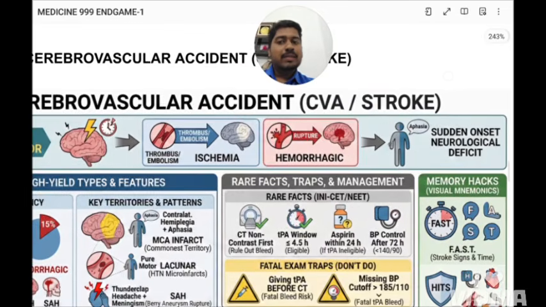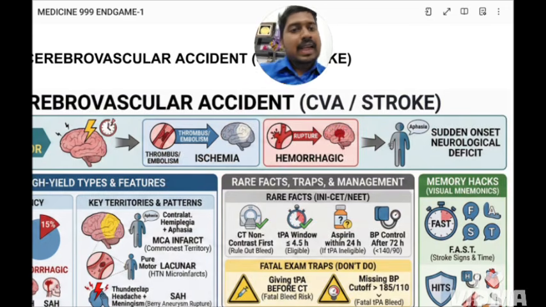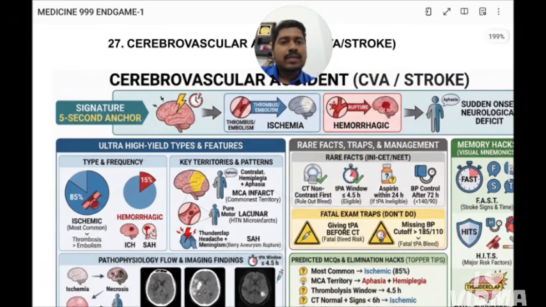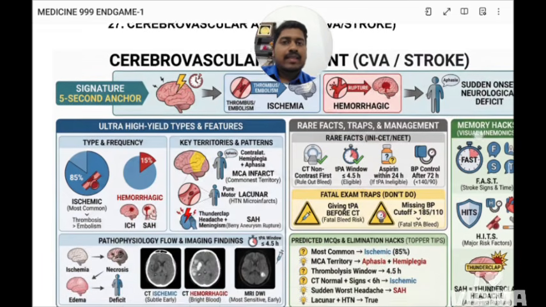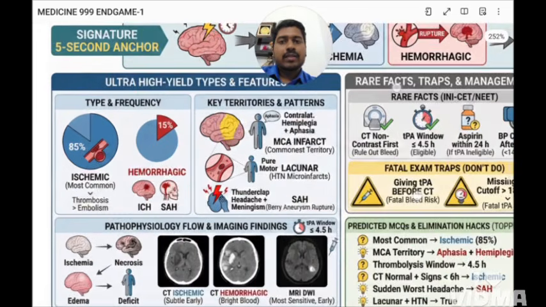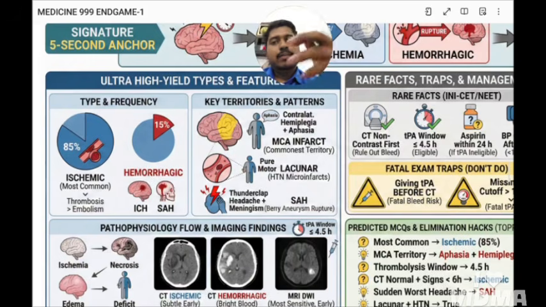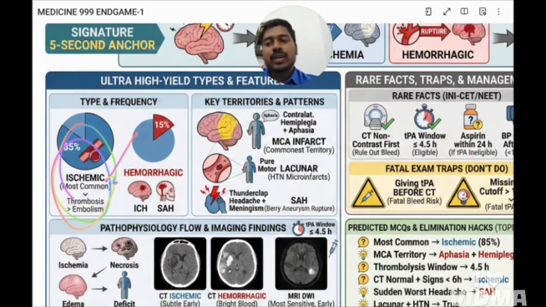So basically what happens in stroke, there will be a thrombus, it will block the cerebrovascular supply, and as a result there is ischemia. This is ischemic stroke. What is hemorrhagic stroke? There will be hemorrhage, most commonly secondary to hypertension, and there will be sudden onset neurological deficit. The neurological deficit can be anything from hemiplegia to paraplegia to quadriplegia, and it can also involve other things such as aphasia, depending on the territory of the brain involved.